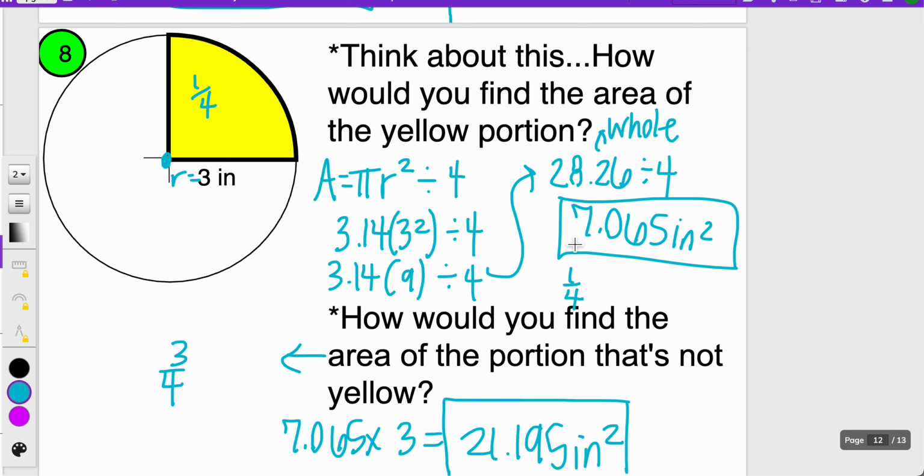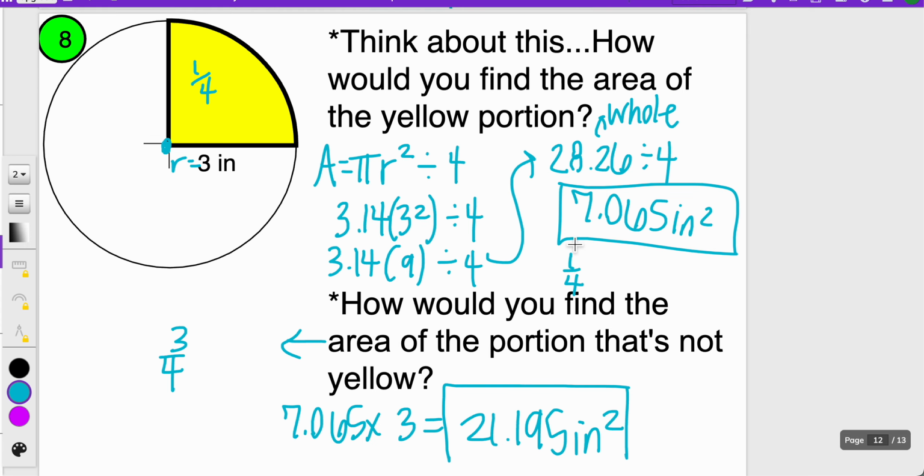Hopefully this video gives you an idea about how to find the area of circles. This will be beneficial for later on in our volume unit when we start talking about volume of cylinders and cones and spheres, because you'll be seeing kind of the same formula just put together with a few other things.